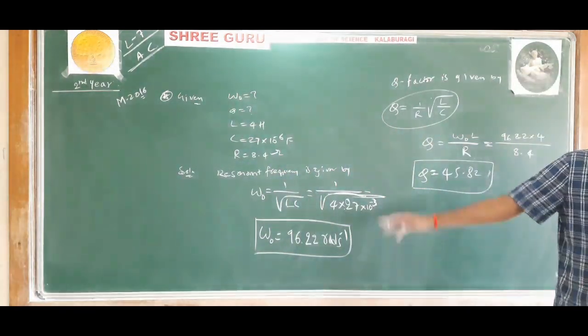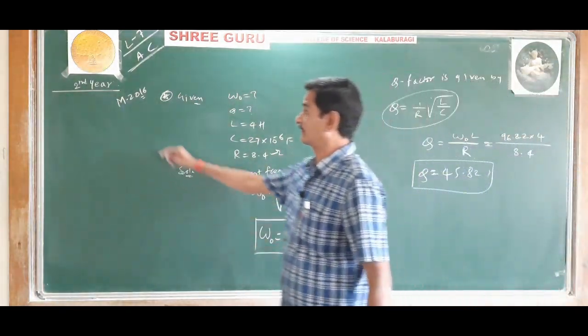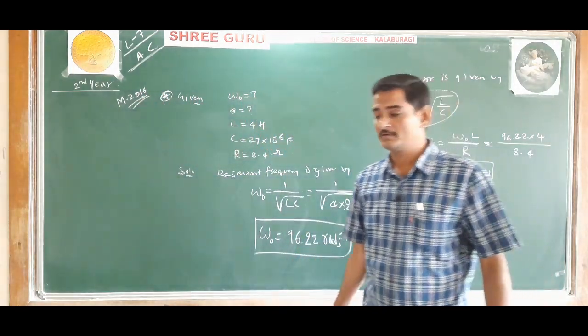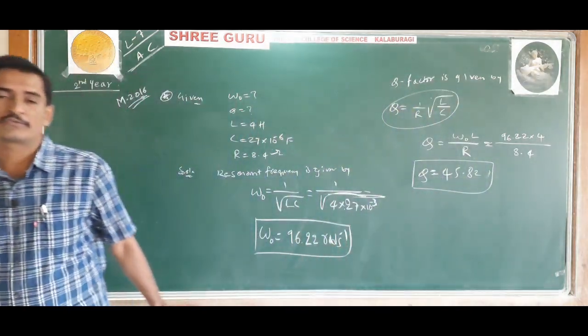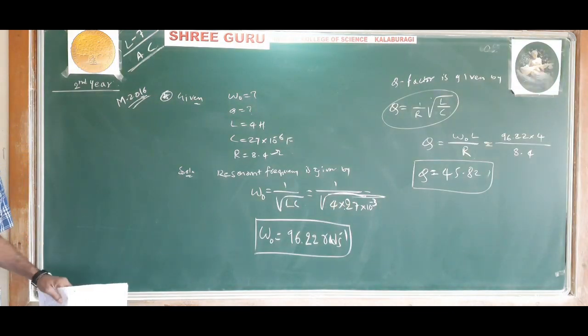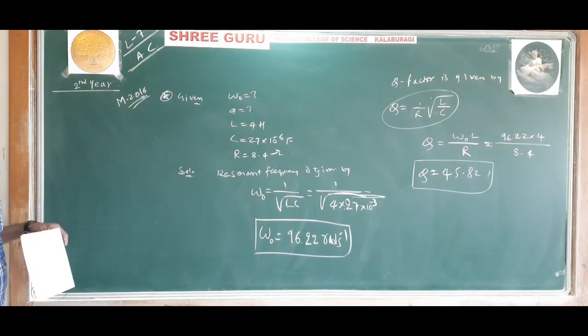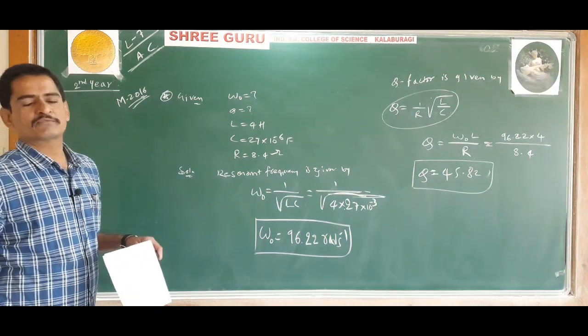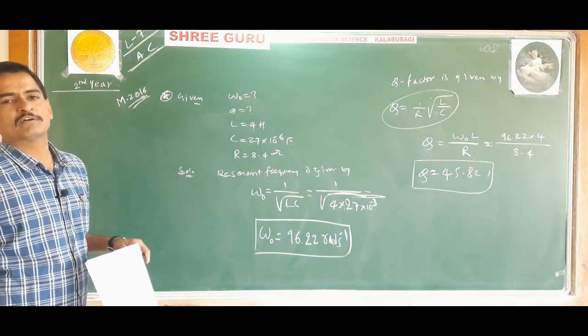Understood? Simple numerical for 5 marks in March 2016. It is there in the question paper. Understood? Okay. So if you work, you will get very easy questions also in the exam. Those easy questions you can do very easily if you did a minimum amount of work.